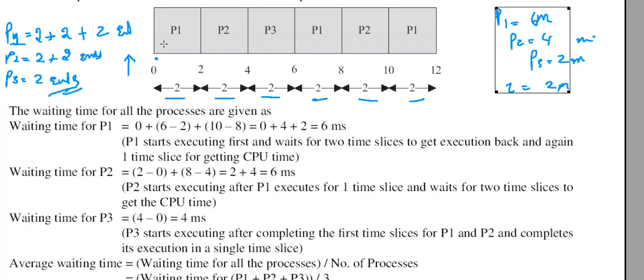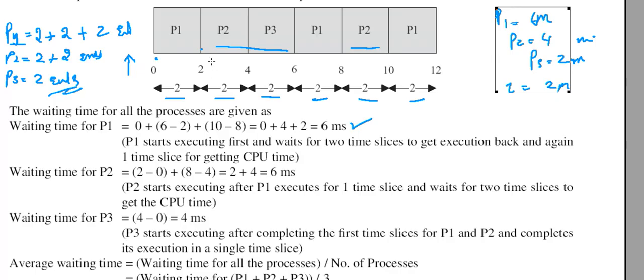See, P1 is getting its turn starting at 0 with no waiting, and from here to here it is waiting, and again here it is waiting. So it waited 1 slot, second slot, 3 slots. So waiting is 2 milliseconds, 2 milliseconds, 2 milliseconds. So totally 6 milliseconds it is waiting. Directly you can see the diagram and write 2 milliseconds waiting, 2 milliseconds waiting. For P2, here 2 milliseconds it is waiting. Three time slices it is waiting.